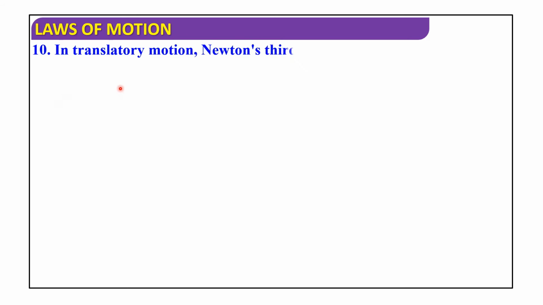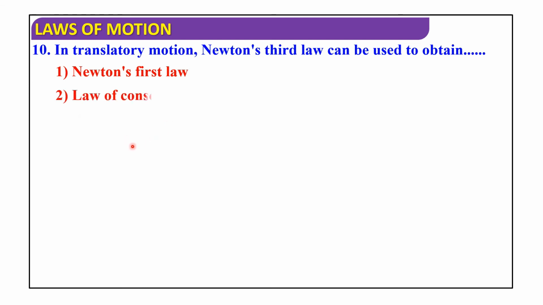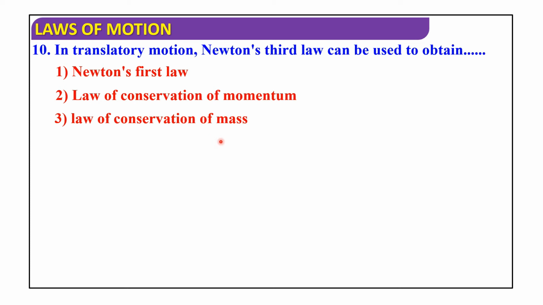Next, in translatory motion, Newton's third law can be used to obtain Newton's first law, law of conservation of momentum, law of conservation of mass, law of conservation of kinetic energy. So, in translatory motion, Newton's third law can be used to obtain law of conservation of momentum. Okay, second option is correct.